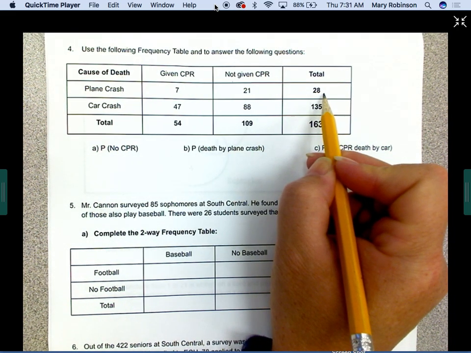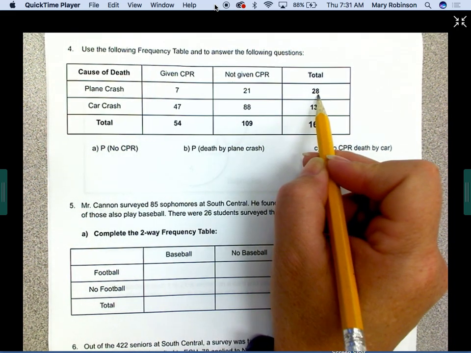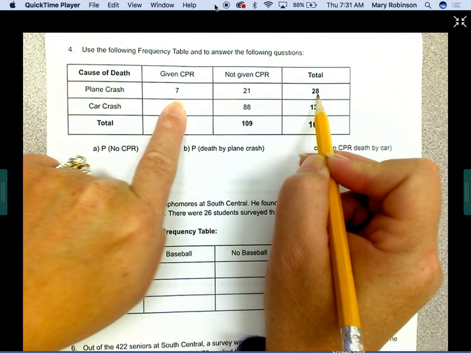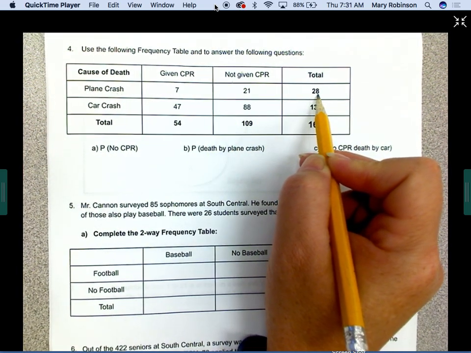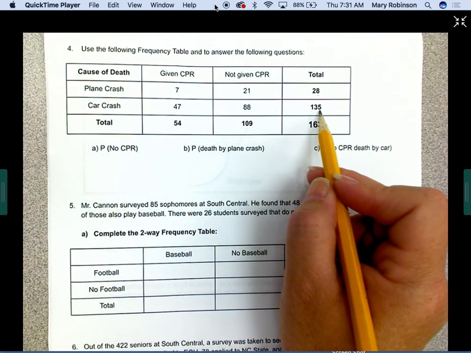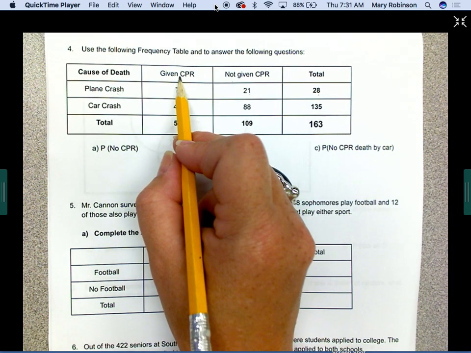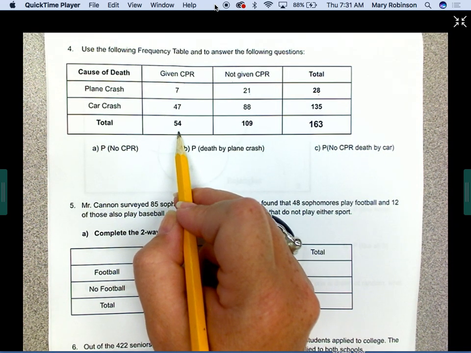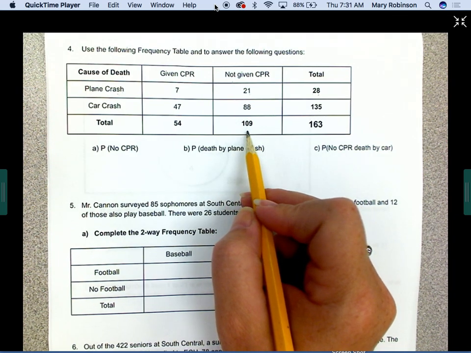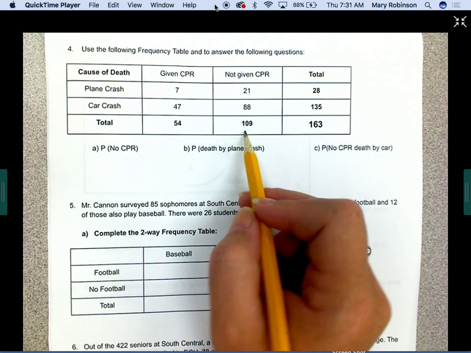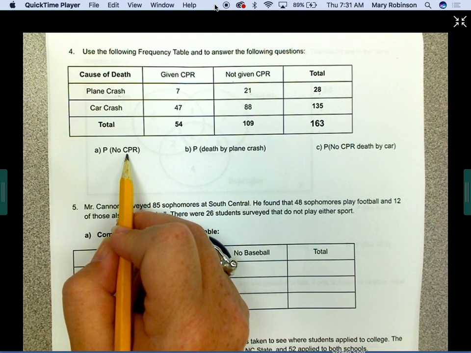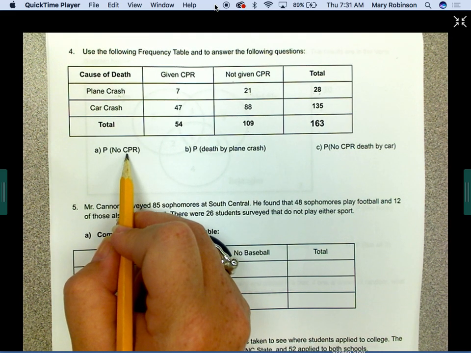At the end, these are our totals. So this means 28 people died from a plane crash, CPR and not given CPR included. So 7 plus 21 is 28. There were 135 people that died from a car crash, 54 people died that were given CPR, and 109 that died not given CPR. So we are first asked, what is the probability of not CPR or not given CPR?